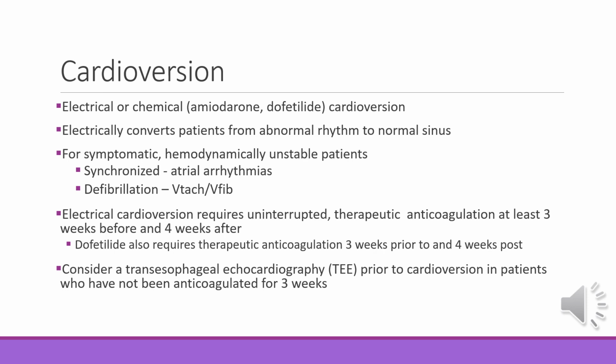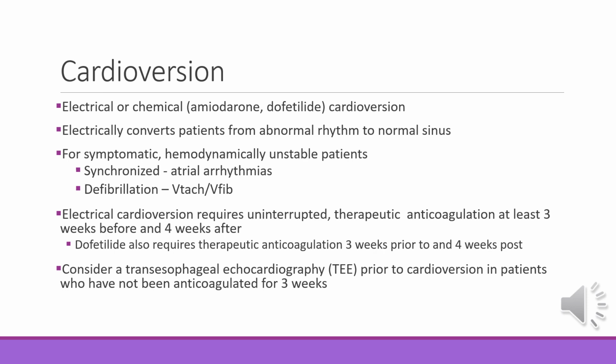For completeness, let's discuss two procedures that can be conducted. Cardioversion can be considered in symptomatic, hemodynamically unstable patients. It can be considered in patients with supraventricular tachycardias, atrial fibrillation, ventricular tachycardias, or ventricular fibrillation. It electrically converts patients from these abnormal rhythms to normal sinus rhythm. It can be considered on an elective basis and can be completed in an outpatient setting.